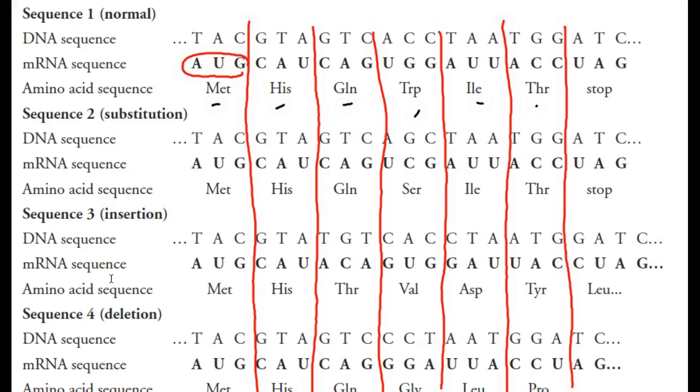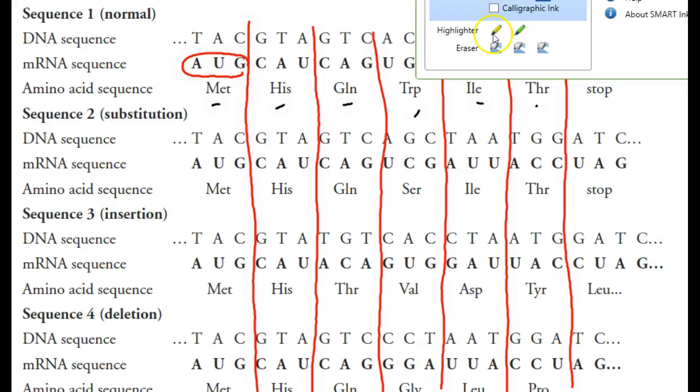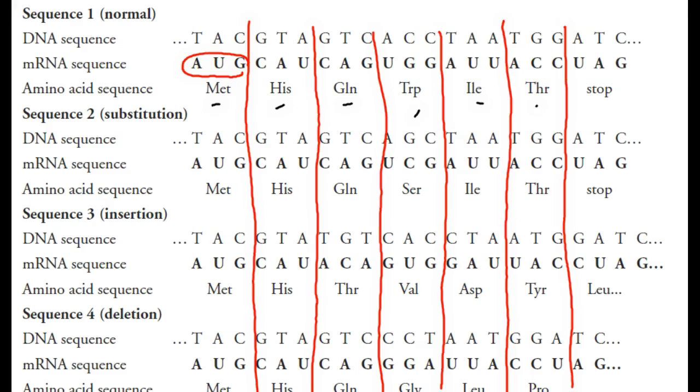Okay, question number 5 asks you to compare sequence 1 and sequence 2 in order to look at what is different about them. Their difference comes up at the 4th amino acid, right here. Instead of having tryptophan, we have serine. That occurs because 1 DNA nitrogenous base is different.